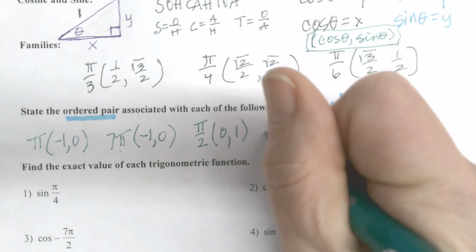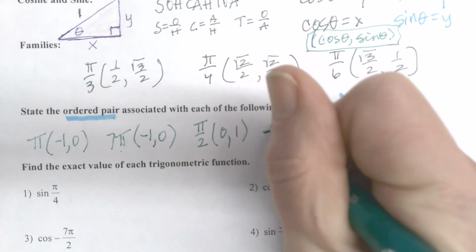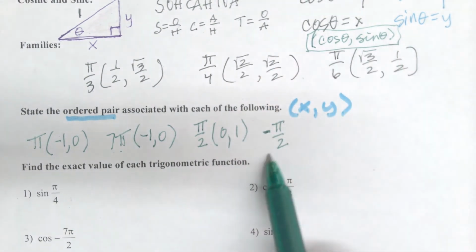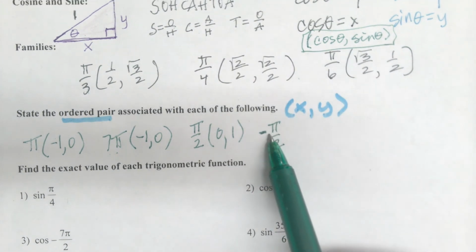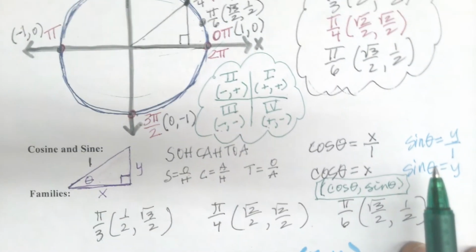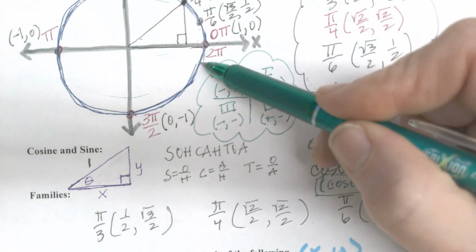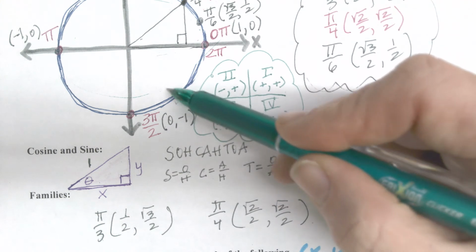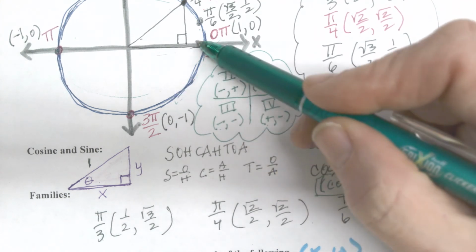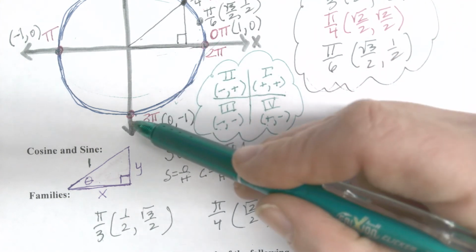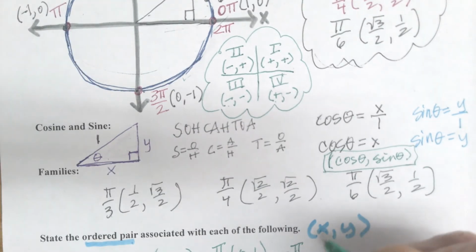But what if I said, what's the ordered pair associated with -pi over 2? Well, now what I did is stick that negative in front of the angle. It doesn't mean it's a negative value. It just tells me that I move backwards. We learned that yesterday. So I move backwards pi over 2, that puts me down here at 3 pi over 2. That is the point 0, negative 1.